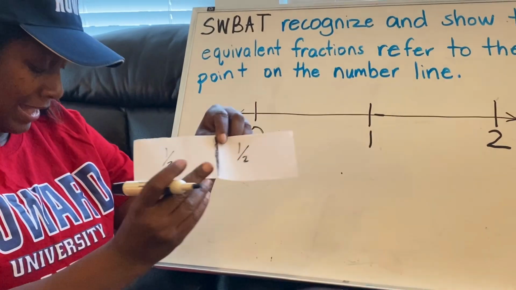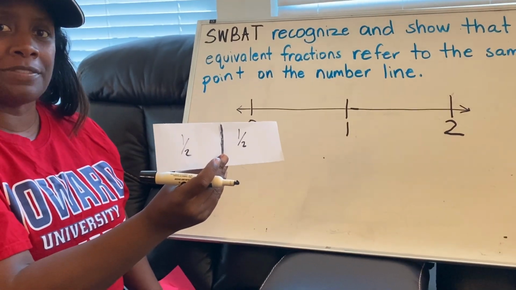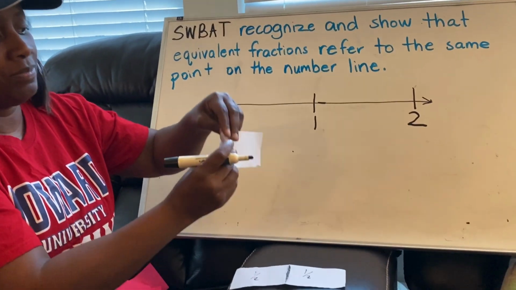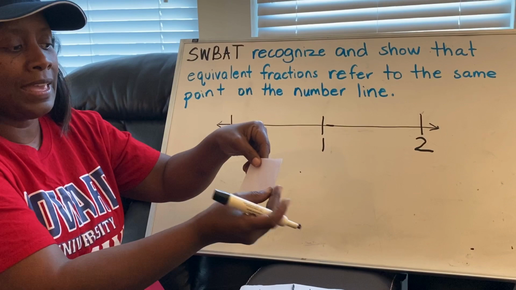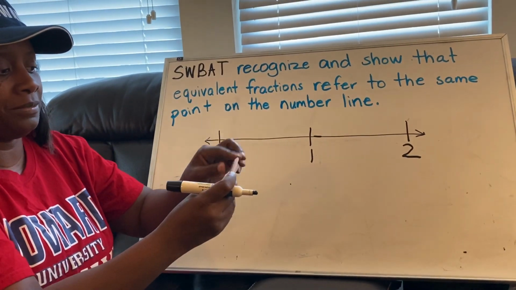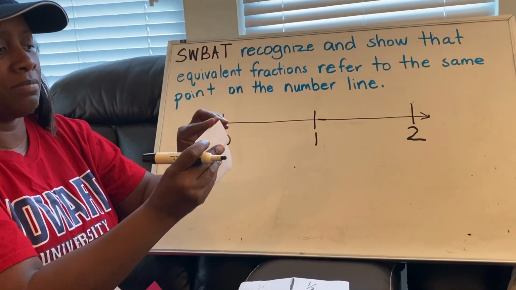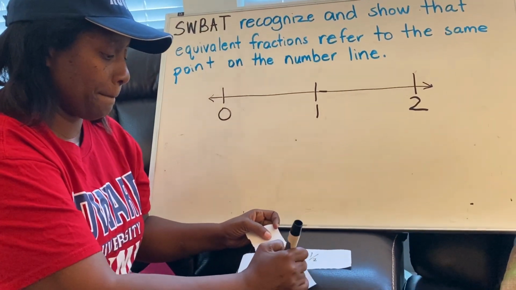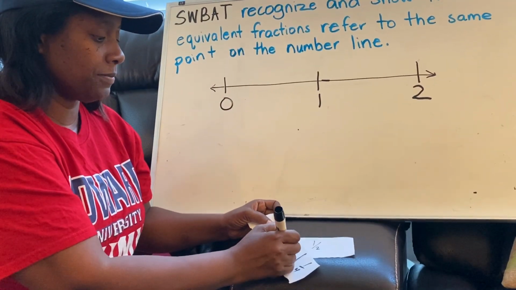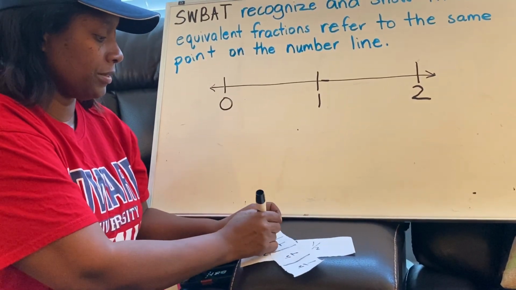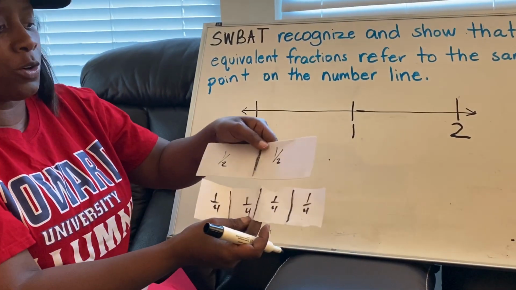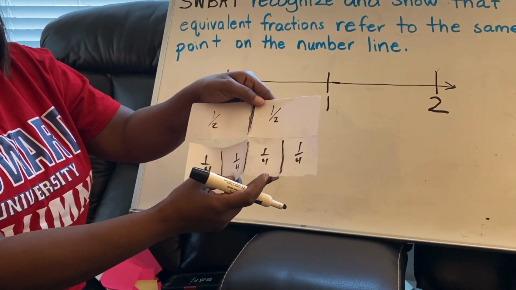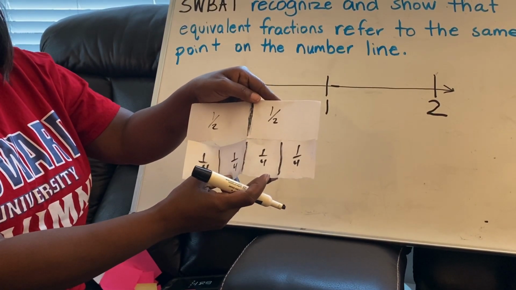is 1/2. So then if I take another fraction strip of the same size and I want to make fourths, I will start by folding it in half and then fold each half again to represent 4 equal parts. Each unit is 1/4. So now we can see by looking at our fraction strip that 2/4 is equal to 1/2.